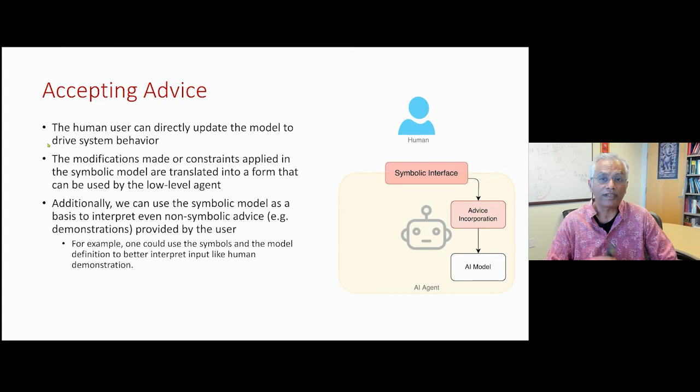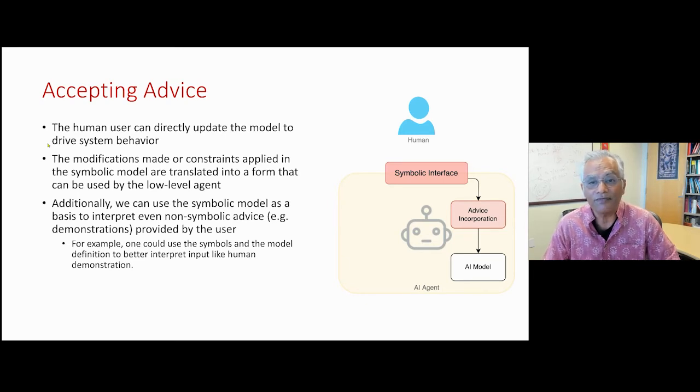Okay, now turning to the accepting of advice, the humans should be able to directly update the model to drive system behavior. In fact, McCarthy said one of the main goals of AI is that the system should be advisable, but he meant it as advisable by us humans, not by debugging byte level code or neural network activations, but by actually providing symbolic advice.